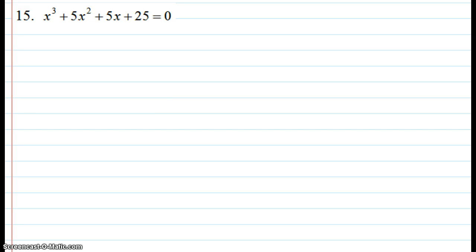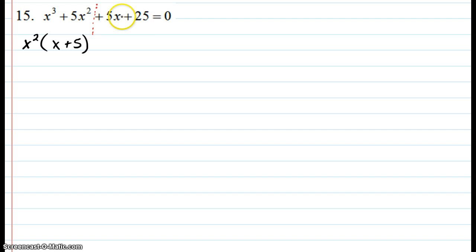Alright, let's take a look at number 15. So we want to see, does it have a GCF? There's no GCF. It has 4 terms, so we're going to see if we can group it. So what do x cubed and 5x squared have in common? So we can take out an x squared. So I'm left with x plus 5.